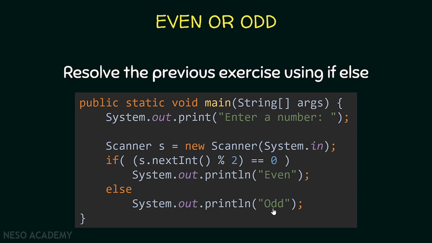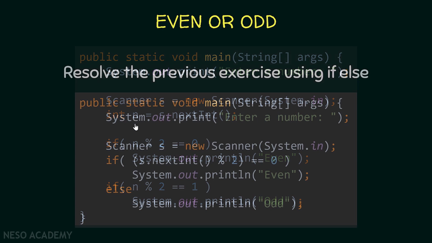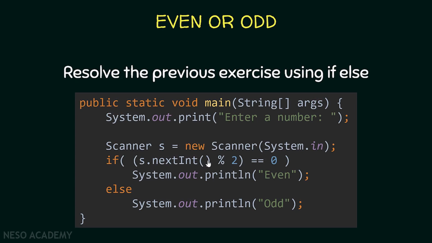Now you might be asking, why did I use s.nextInt over here? Why didn't I store this inside a variable? Simply, I don't need to store it inside a variable. Let me tell you why. This is our previous solution, right? As you can see, we used this value over here and over here. So we are using it in two places. This is why we stored s.nextInt inside a variable. But over here, we are just using it in one place. We are using it inside the if statement. So we don't need a variable, right?